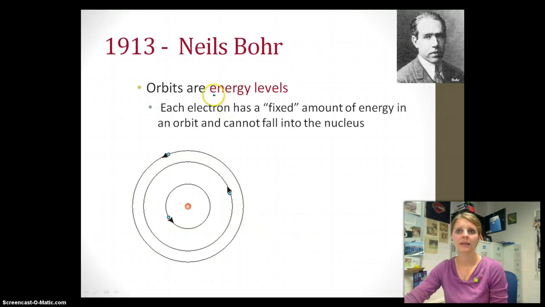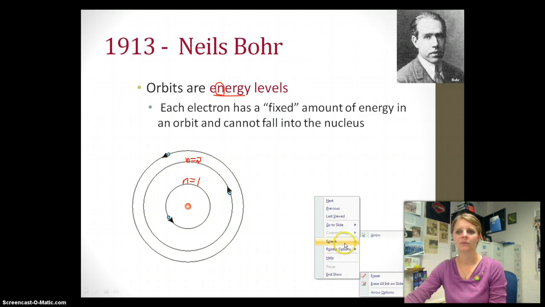Something to note about these energy levels. Notice it's energy levels with an N. So each ring actually has an energy level number. This is N equals 1 because it's the first energy level or orbit. The second ring is called N, for energy level, equals 2, and so on and so forth. And that's how we would number each energy level or orbit.